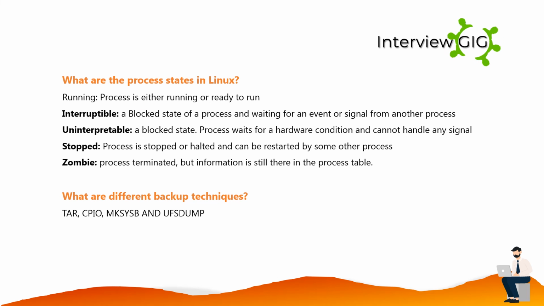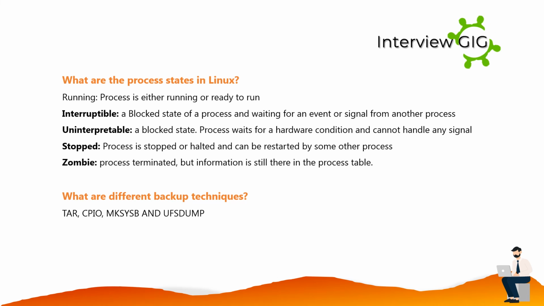What are the process states in Linux? Running: the process is either running or ready to run. Interruptible: a blocked state, where the process is waiting for an event or signal from another process. Uninterruptible: a blocked state, where the process waits for a hardware condition and cannot handle any signal. Stopped: the process is stopped or halted and can be restarted by some other process. Zombie: the process has terminated, but information is still there in the process table.